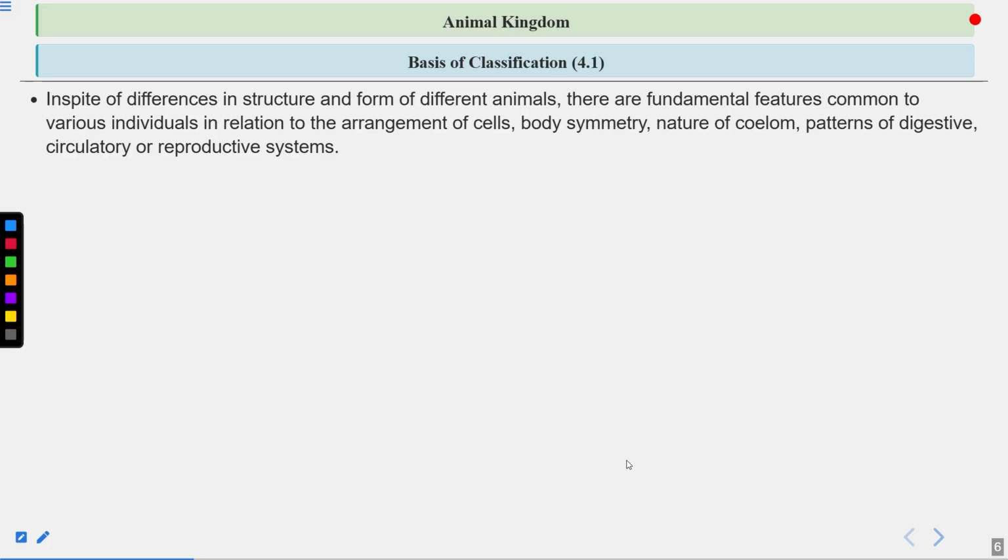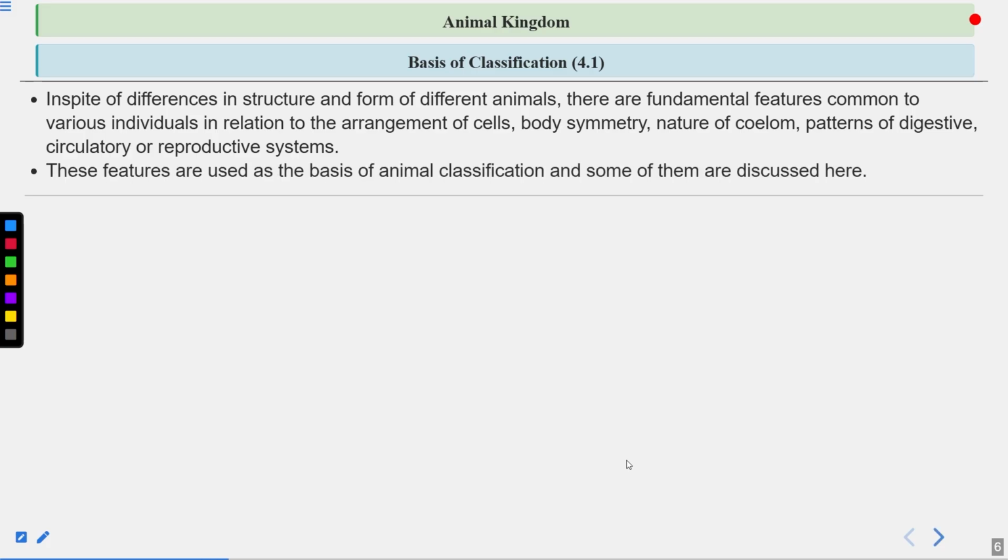So there are some fundamental features that are common in every organism. Like, you see that there is a need of a digestive system, there is a need of a reproductive system, right? There is a presence of symmetry, a type of symmetry, right? So these are the fundamental features that are present in every organism. These features are used as the basis of animal classification, and some of them are discussed here.